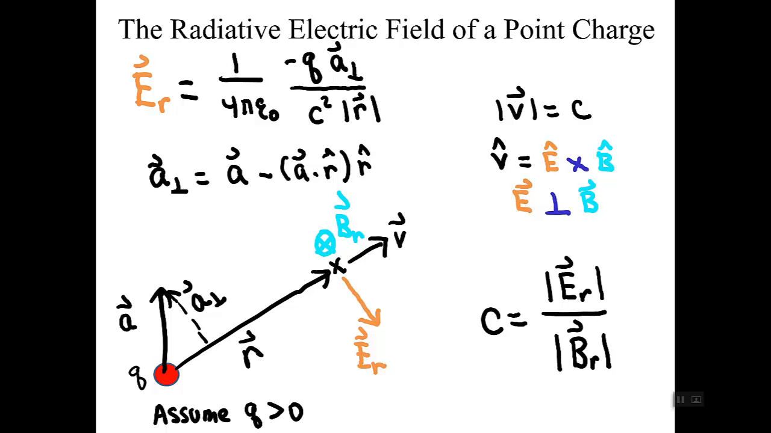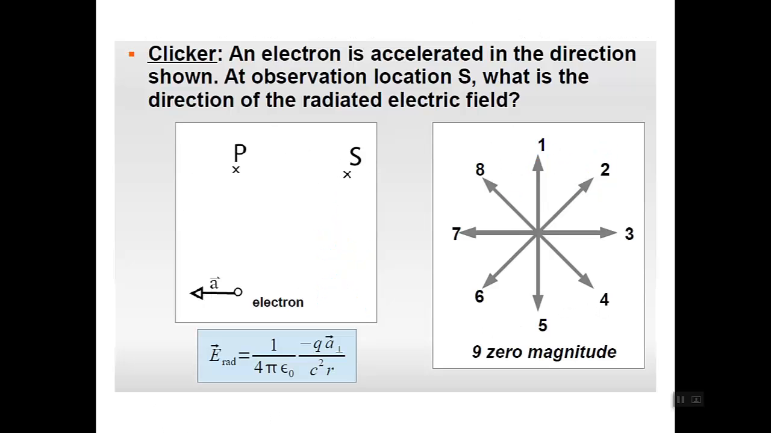Here's one more result from Maxwell's equations. The ratio of the magnitude of the radiative E field to the magnitude of the radiative B field must be equal to the speed of light, c. So once we have the magnitude of the vector E radiative, vector E sub r, we can find the magnitude of vector B radiative. Let's do a couple of examples.